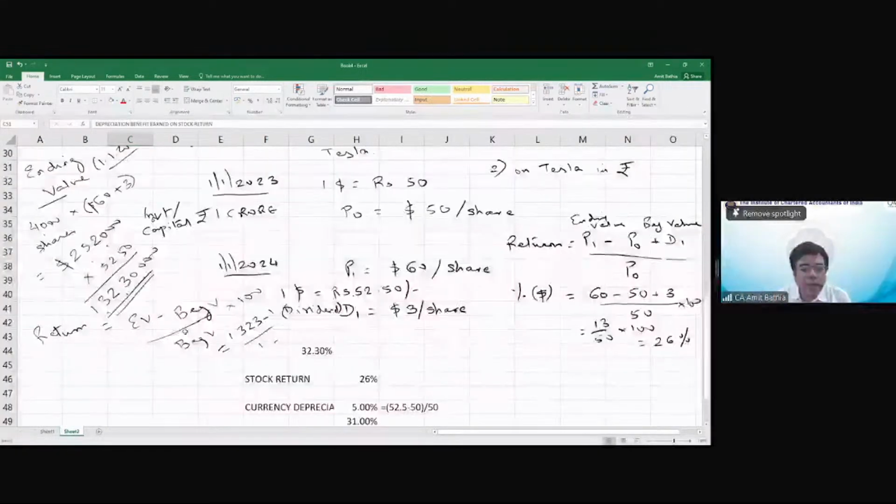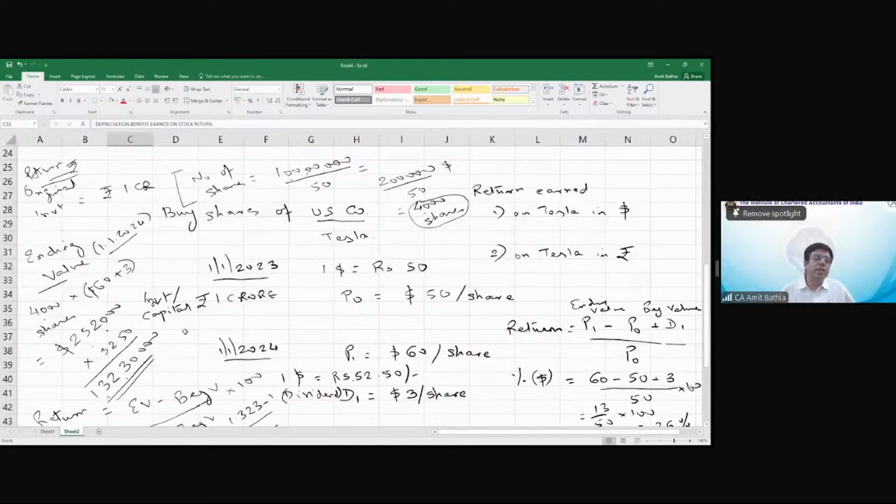All right. So what we have done here is that we purchased some shares of Tesla. At the beginning, I invested 1 crore rupees. At the end, what I got was 1 crore 32 lakh 30,000 rupees as a return. So we computed two things here. There were two questions to be answered. What is my return on Tesla in dollar terms? What is my return?